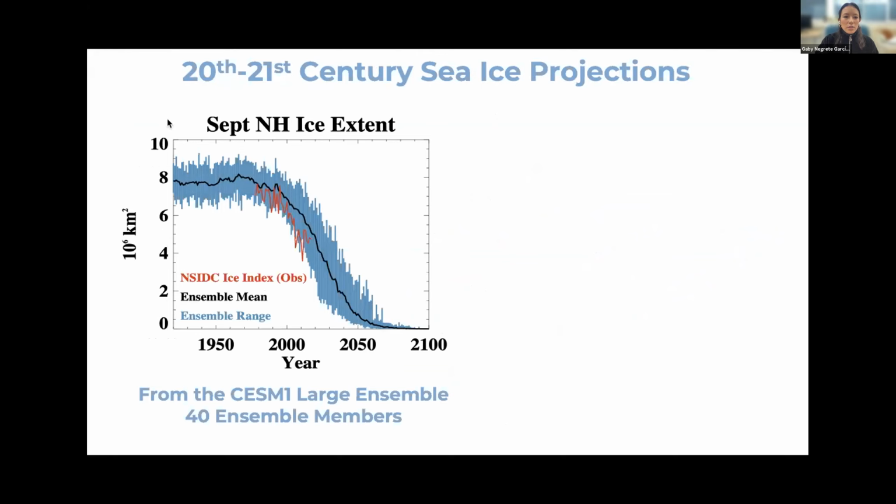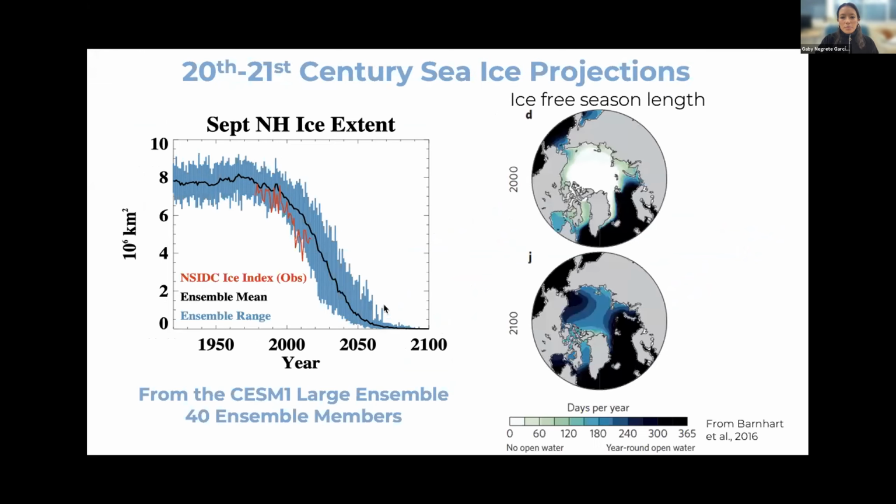You can see this in this figure, where it shows the September Northern Hemisphere ice extent in million kilometers squared between 1850 to 2100. In red, there's the observations, the ensemble mean is in black, and the ensemble range is in blue. And this is showing the version 1 CESM large ensemble, which contains 40 ensemble members.